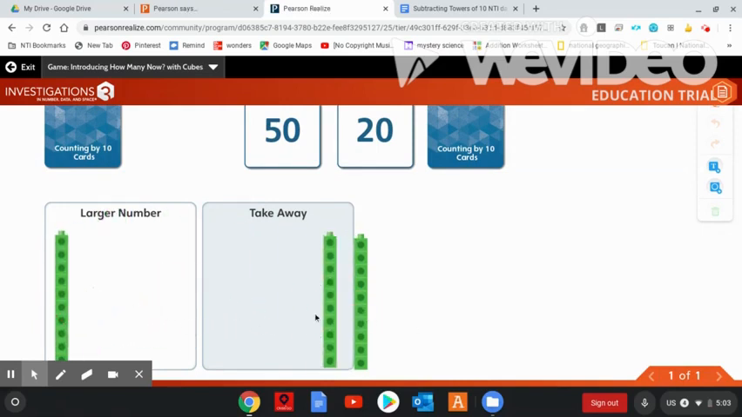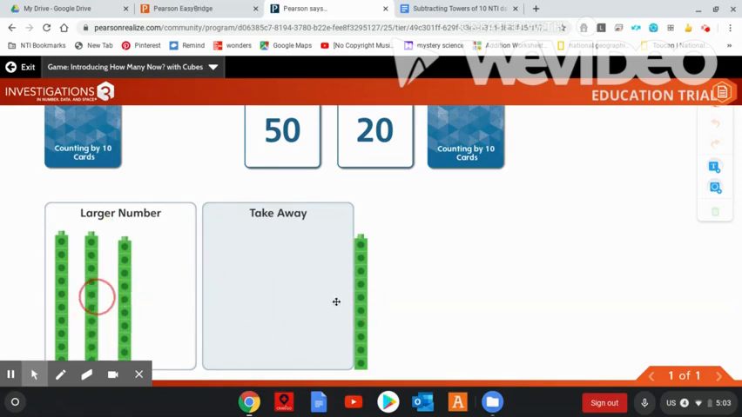10, 20, 30, 40, 50. Now we need to take away 20 of them. How many towers will I take away? Yes, 2. 2 towers of 10 equals 20.